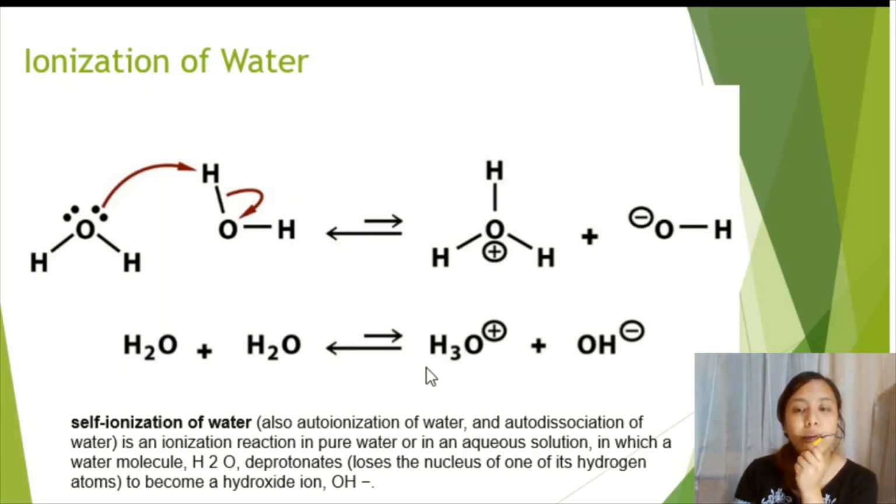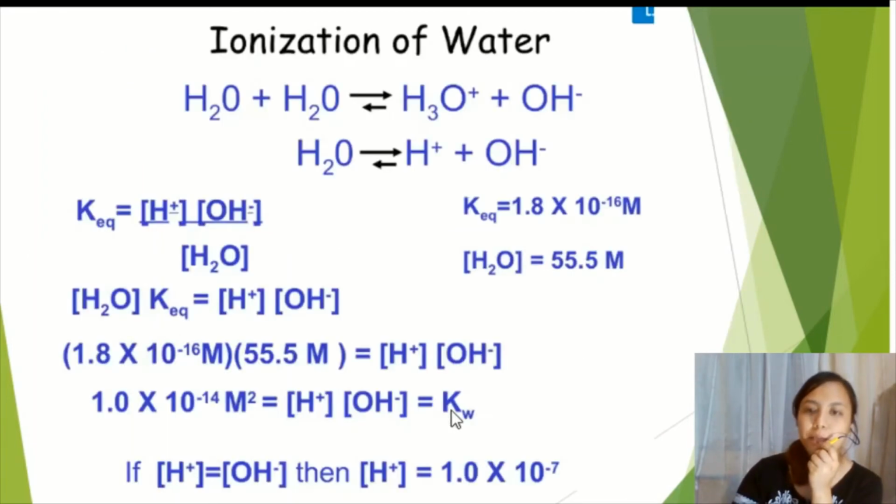And by the way, since H3O is kind of confusing when you look at chemical formulas, usually scientists or chemists just make it shorter and write it as H+. Okay? H+.